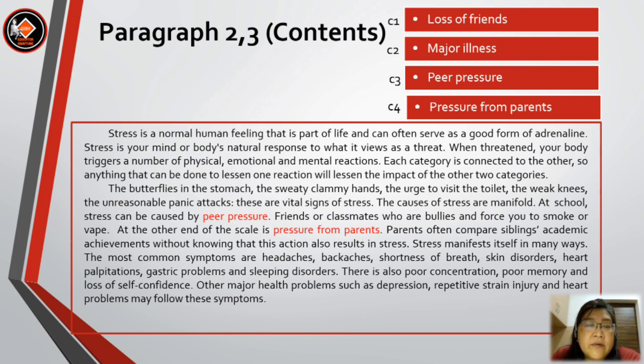Parents often compare siblings' academic achievements without knowing that this action also results in stress. Stress manifests itself in many ways. The most common symptoms are headache, backaches, shortness of breath, skin disorders, heart palpitations, gastric problems, and sleeping disorders. There is also poor concentration, poor memory, and loss of self-confidence. Other major health problems such as depression, repetitive strain injury, and heart problems may follow these symptoms.